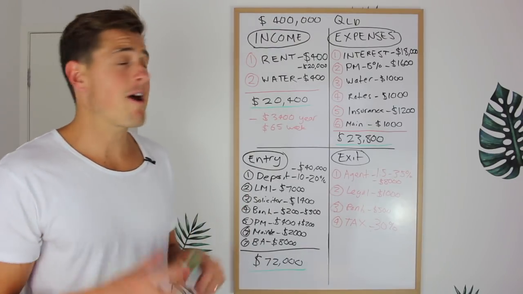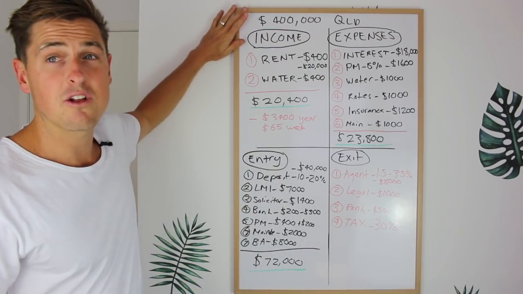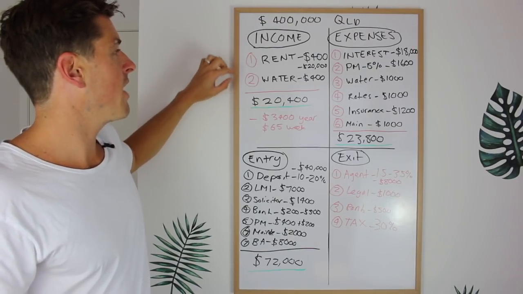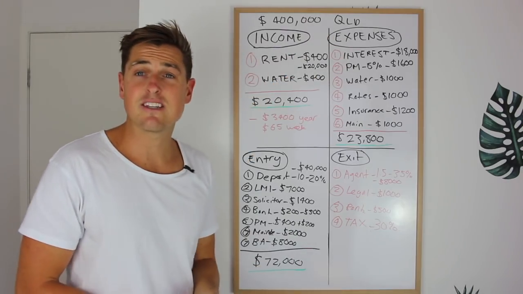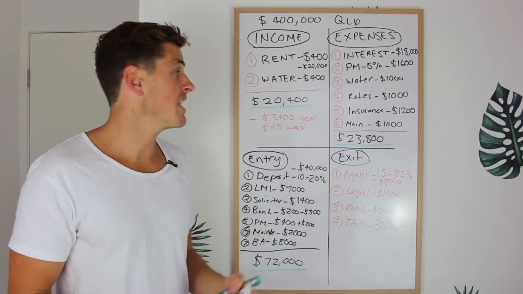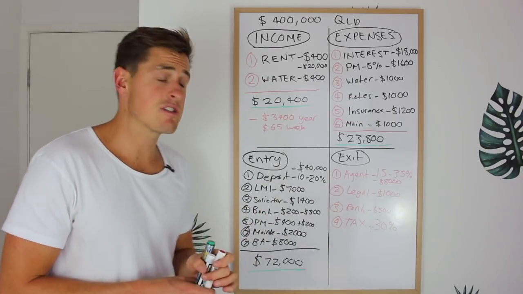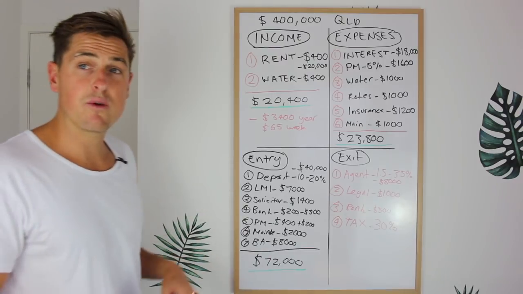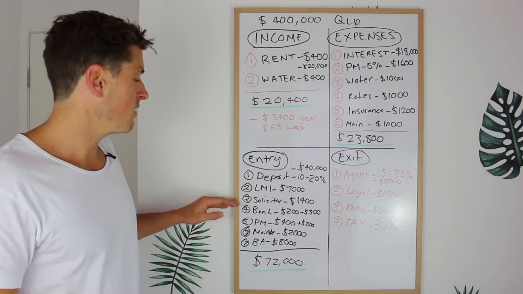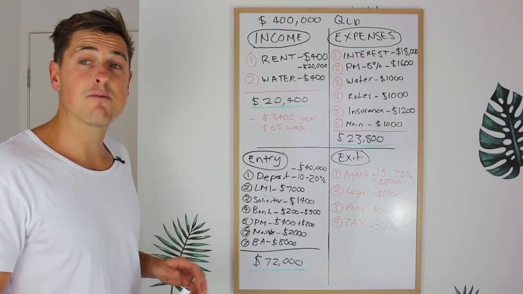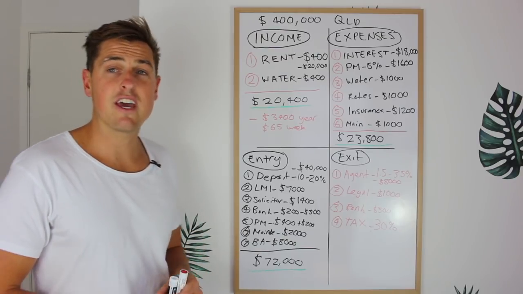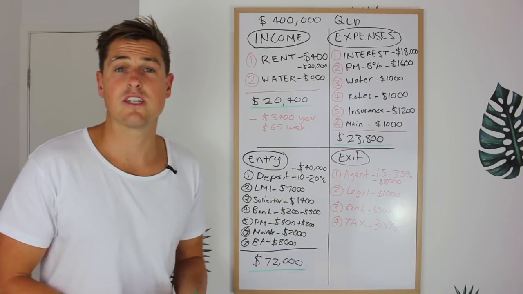So that's my wrap up. We've talked about a $400,000 example in Queensland. We've talked about the income, which is your rent and your water. We've talked about the expenses, which is your interest, property manager, water, rates, insurance, and maintenance costs. We've talked about the entry costs, which are your deposit, your lender's mortgage insurance, your solicitor, bank fees, property management fees, maintenance fees, as well as your buyer's agency fee. And then we've talked about the exit costs there as well.